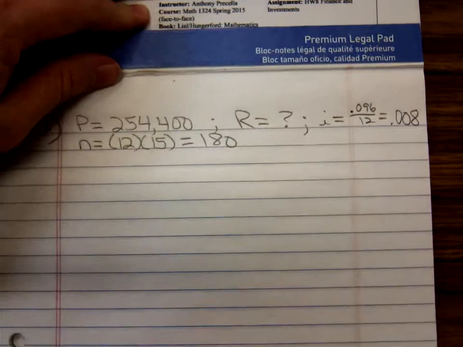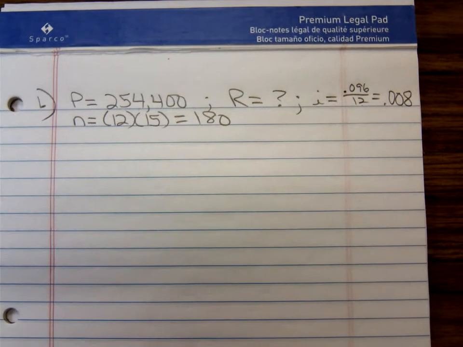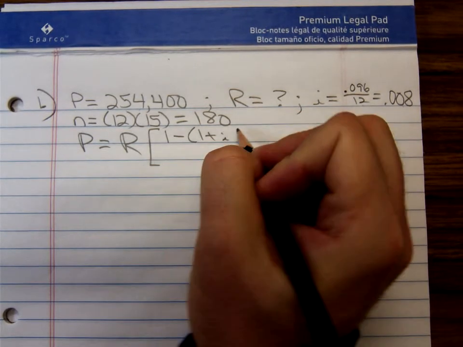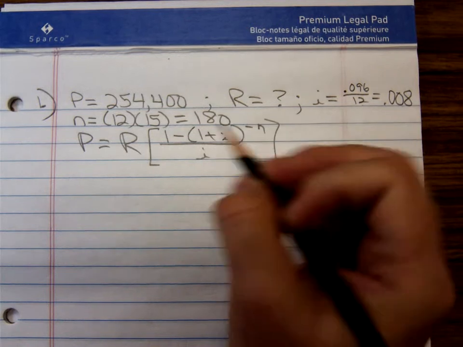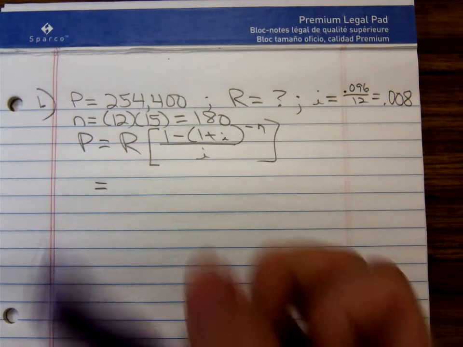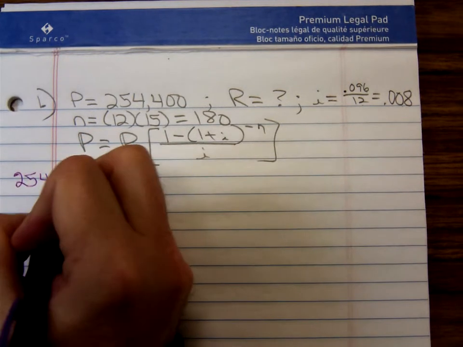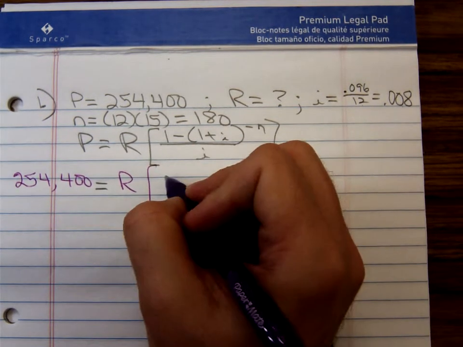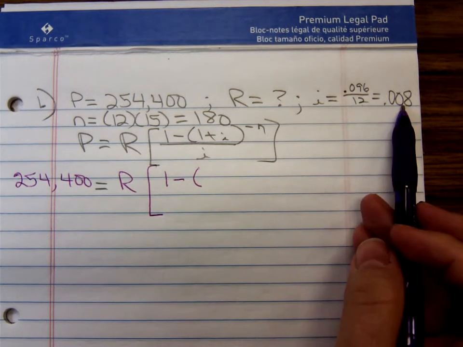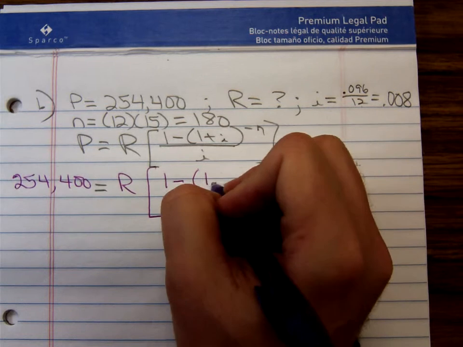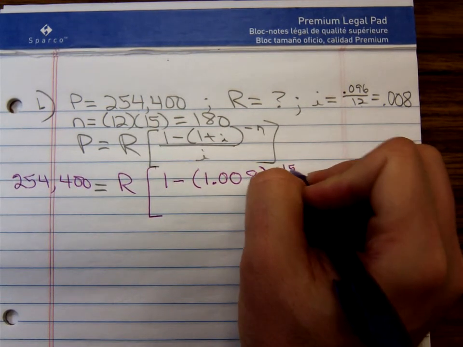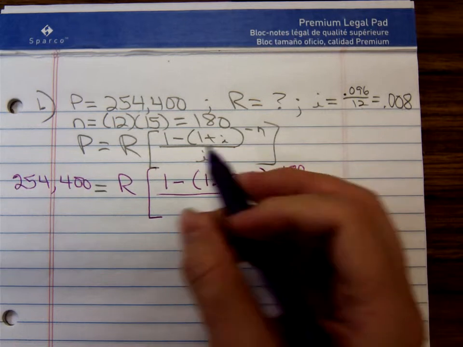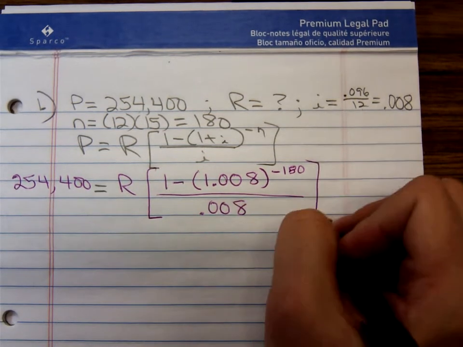Substituting now into the present value formula. I'm recopying the formula before I start substituting in. That P value, $254,400, equals R, which is what we're looking for, times 1 minus 1 plus i, so 1 plus 0.008, that's 1.008, to the negative 180, all over 0.008, our i value.